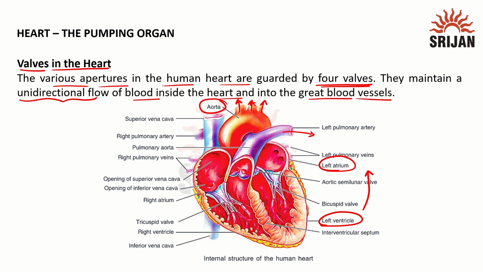The main valves include tricuspid valve between right atrium and right ventricle. Then we have bicuspid valve between left atrium and left ventricle. And then we have semilunar valves. Valve present at the base of aorta is known as aortic semilunar valve. And similarly, we have a valve at the base of this pulmonary artery also, and this is known as the pulmonary semilunar valve. So together they can be called as semilunar valve.